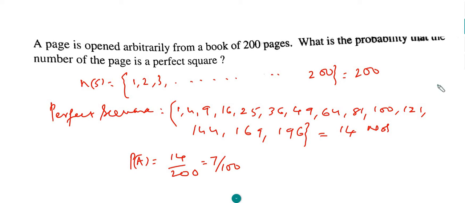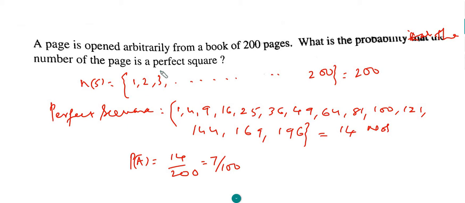Another problem. A page is opened arbitrarily from a book containing 200 pages, 1 to 200. What is the probability that the number of the page is a perfect square? That means he has taken a book that contains pages 1 to 200, because we know that in any book the page number starts from 1. So 1, 2, 3, 4, 5, 6, like that 200 pages are there. He randomly picked one page, and that page number should be a perfect square.